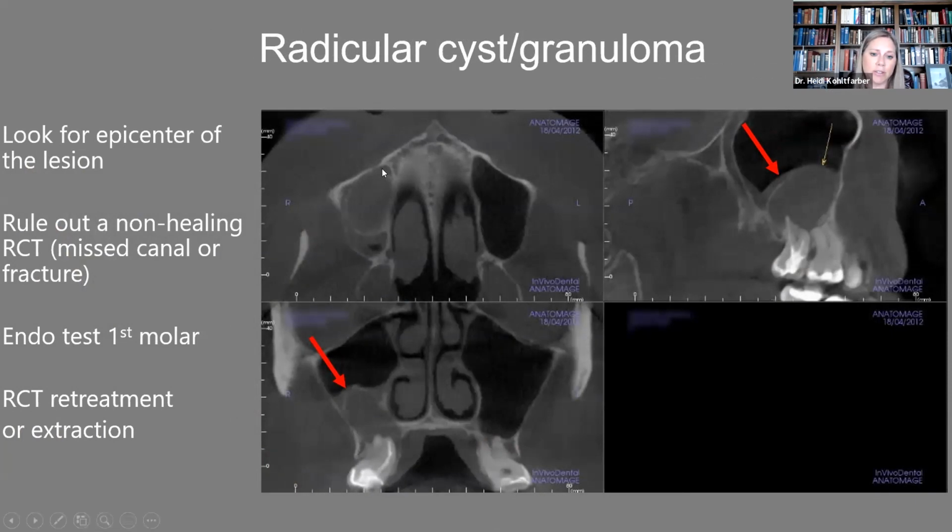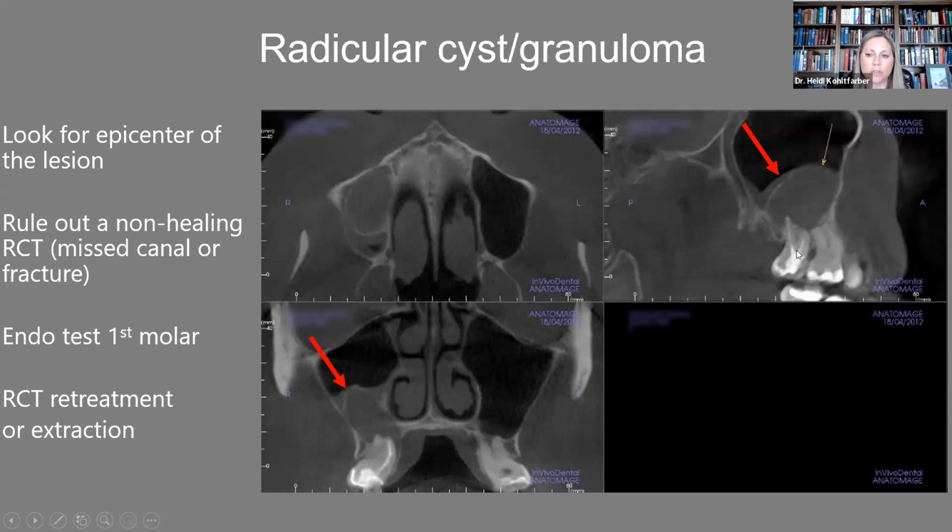You notice in our axial section, it almost looks like a ring within a ring. So we know instantly, okay, we've got a cystic process going on here. We've got a corticated border inside of our sinus. And when we're looking at our sagittal sections, you can actually see that superior displacement of the inferior cortical border of the sinus. That lets us know that, yes, this is odontogenic in origin. This is originating from the alveolar bone.